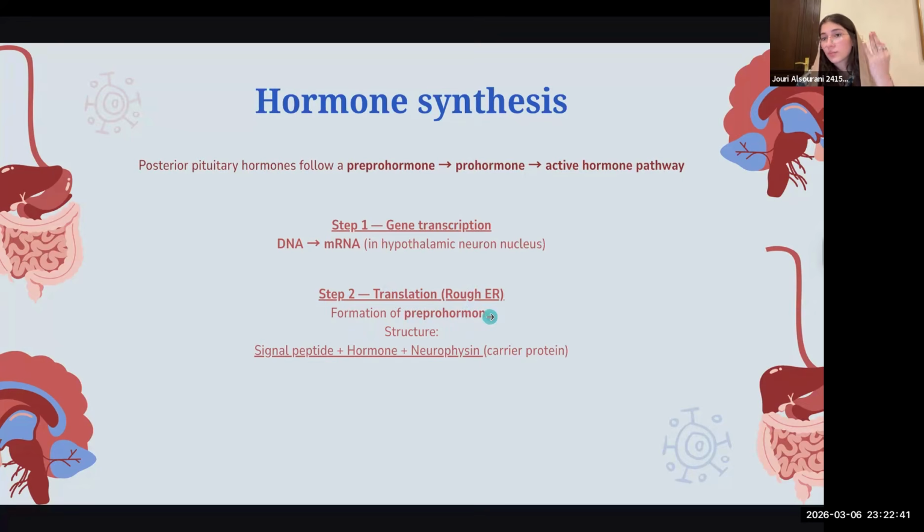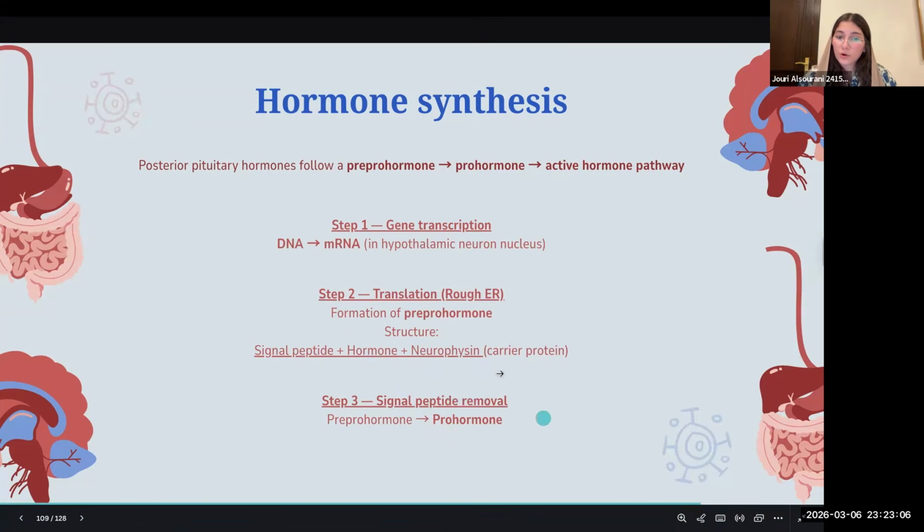The pre-pro hormone is composed of three things. We have a signaling peptide, we have the hormone, and we have neurophysin. Neurophysin is just a carrier protein. It's what's going to be carrying the hormone. The next step is we're going to remove the signal peptide. Once you remove the signal peptide and it becomes just the hormone and the carrier protein, the neurophysin, it's going to become the prohormone. So the prohormone is the hormone and the neurophysin.